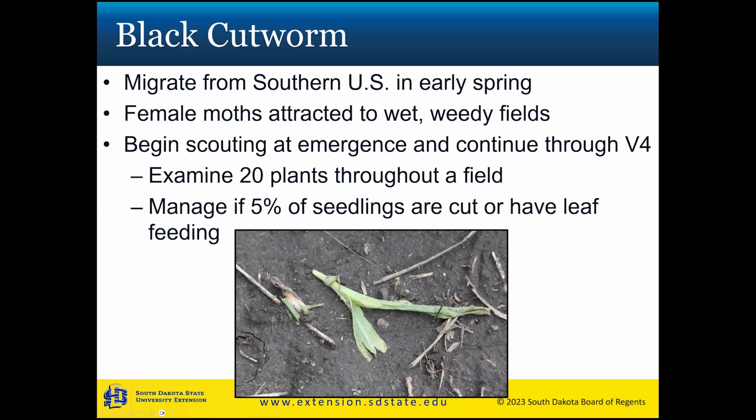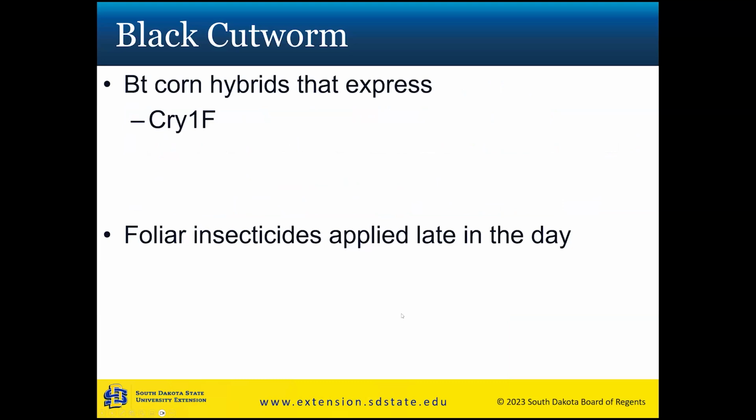So what we recommend is start scouting at emergence, continue through V4, and look at 20 plants throughout a field. What you're looking for is cut seedlings or evidence that a plant was fed on, because sometimes they'll feed on the leaves first and then eventually they'll cut. But if you start seeing cut plants like this, it's your indicator that you have black cutworm out in the field.